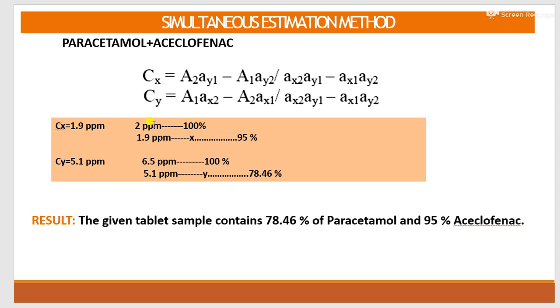So how will you calculate percentage purity or percentage weight by weight? 2 ppm corresponds to 100%, so 1.9 ppm, this value we have got from this equation, is how much? So it comes to 95%. And similarly, you can calculate for Cy. 6.5 ppm paracetamol, 100%. So 5.1 is how much? So that is 78.46%.